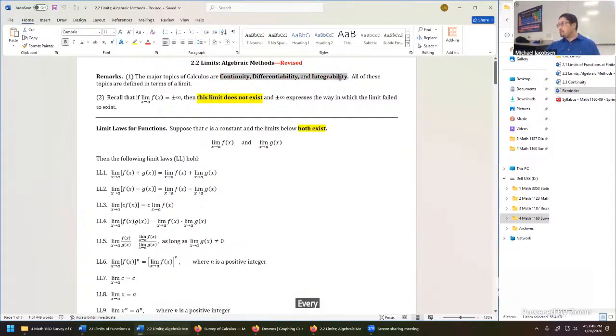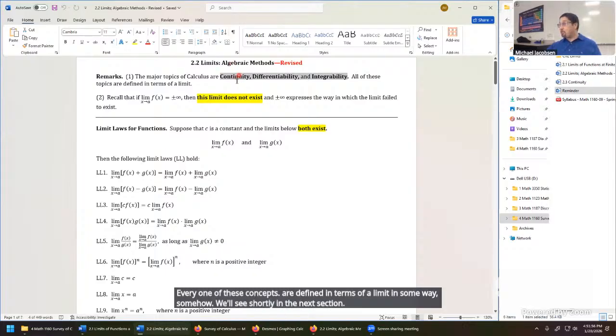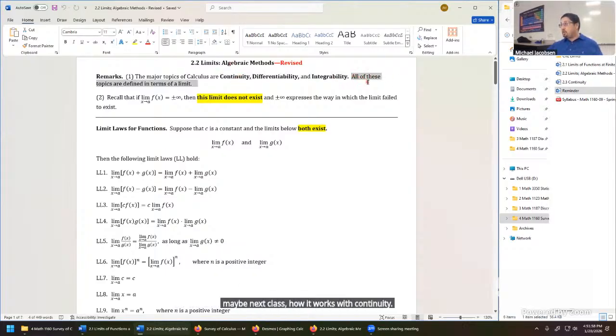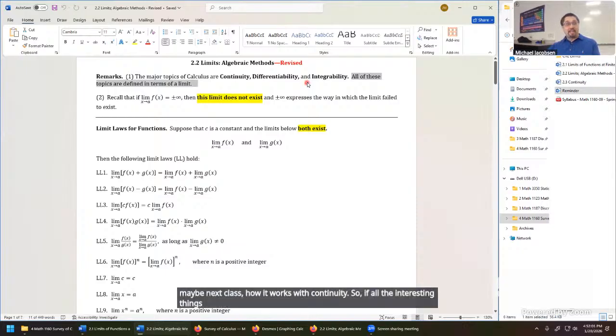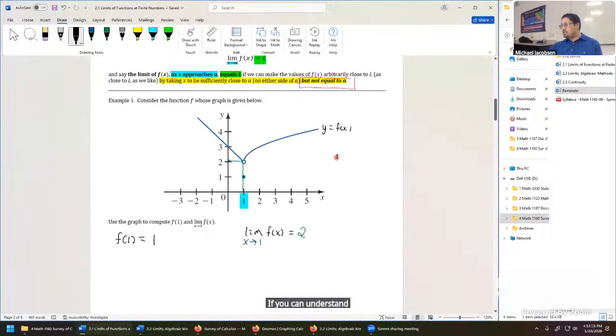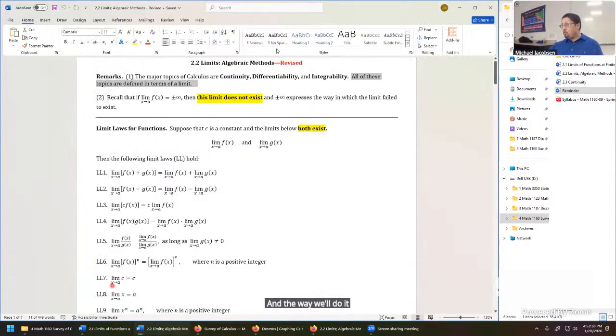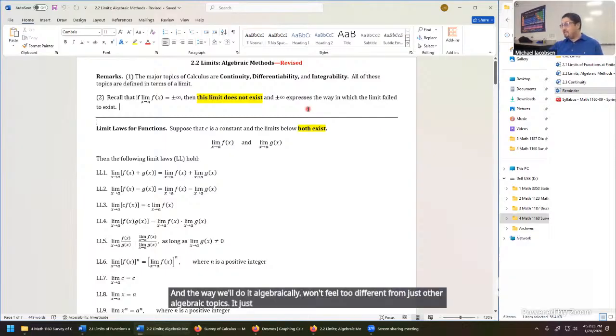Every one of these concepts is defined in terms of a limit in some way, somehow. We'll see shortly in the next section, maybe next class, how it works with continuity. So if all the interesting things in calculus are defined by limits, it means we just have to face our fears, get through the limits, see how they work. They're pretty weird topics, but I think if you can understand them conceptually, what's going on in the graphs, the way we'll do it algebraically won't feel too different from other algebraic topics. It just gets wrapped together with a limit.